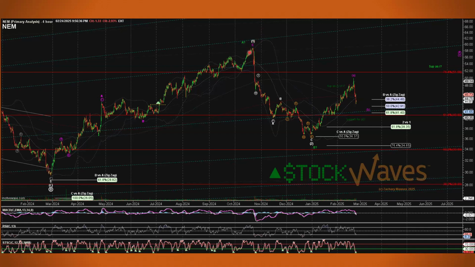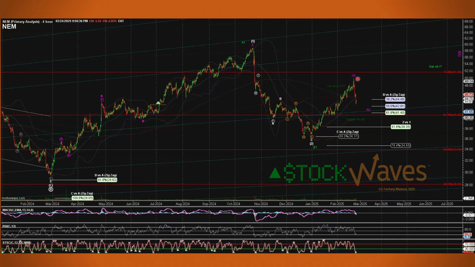So I added an alt count here with the green notation, where instead of this being ABC up for wave 1, this could be ABC up for an even larger A wave of a bigger parentheses wave 1. But regardless, it still gave us a nice retrace down to the 618 to 764 fib zone, and then started to turn up nicely from there.